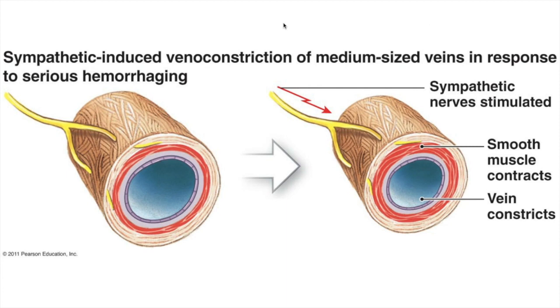And if the blood pressure drops, blood volume drops, the veins can constrict, and that will help us maintain a normal blood pressure. Here we see resting and constricted veins. This is in response to bleeding.